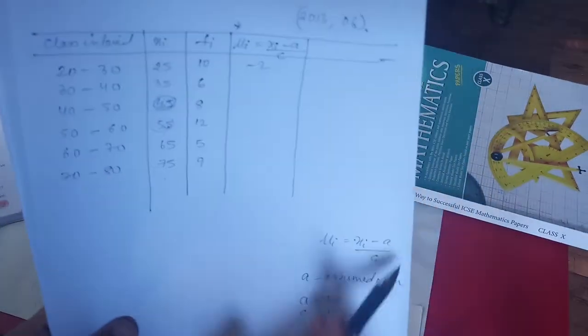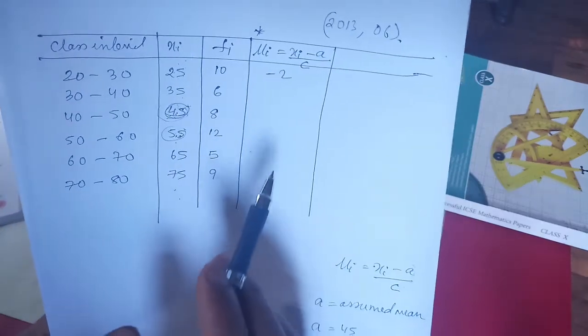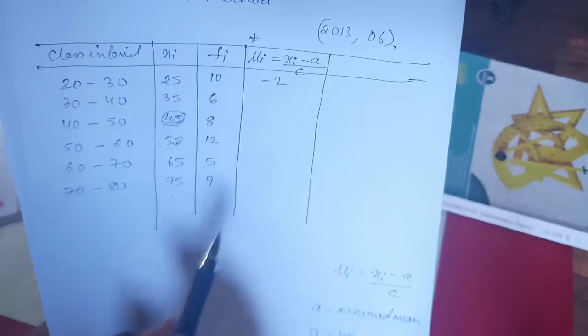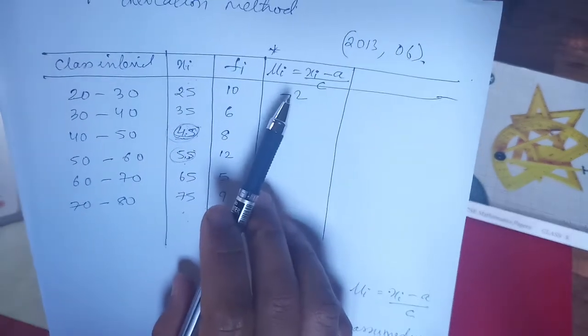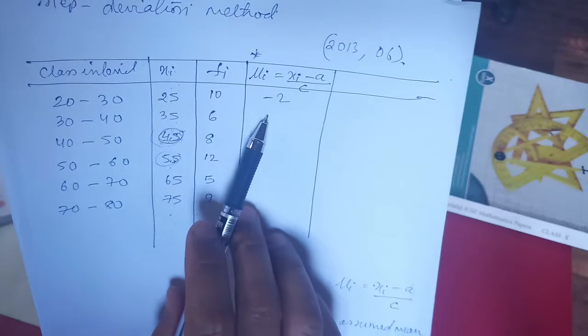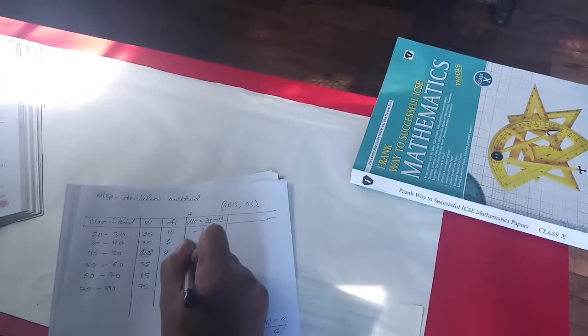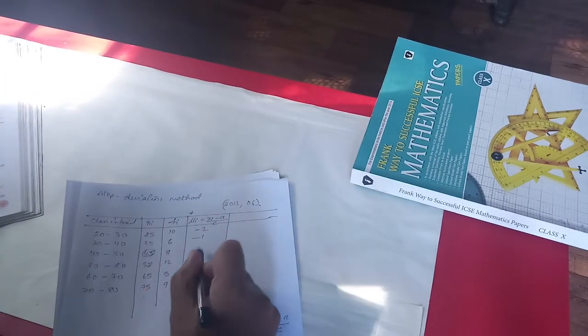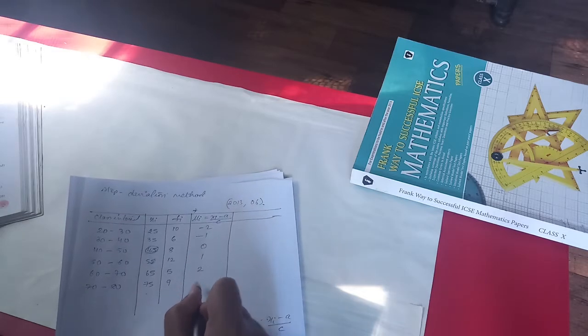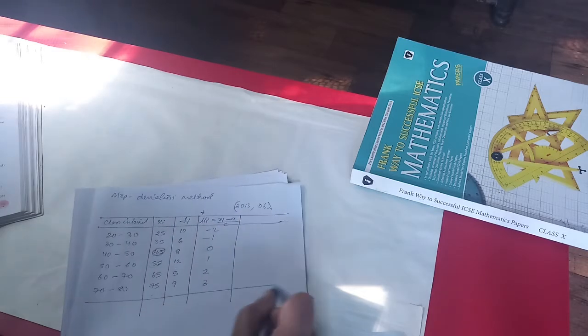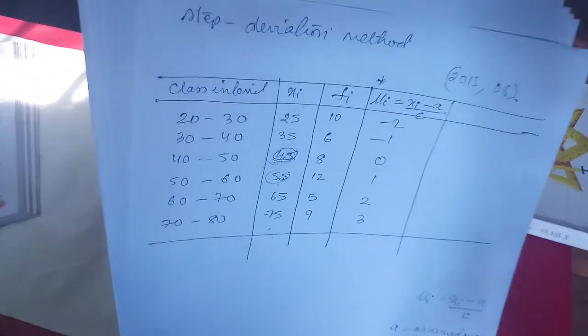Now no need to find the other values, you have to follow the sequence, the pattern. The number will go on increasing. So minus 2. After minus 2, what will come? Minus 1. Like this, it goes on increasing. You just have to put in the values. After minus 1, 0. Then 1, 2, and 3. It will become like this.